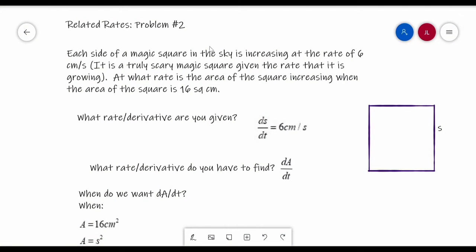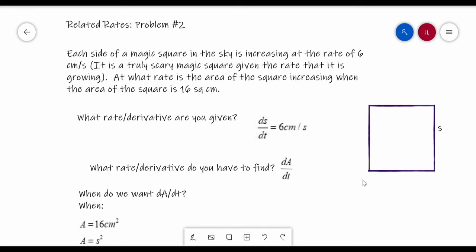This is the second related rates problem. You shouldn't be looking at this until you've seen Introduction to Related Rates. Okay, this is a very simple problem about a kind of magic square. It's a square, all the sides are congruent, but its sides are all increasing at the rate of 6 centimeters a second. That's what's given.